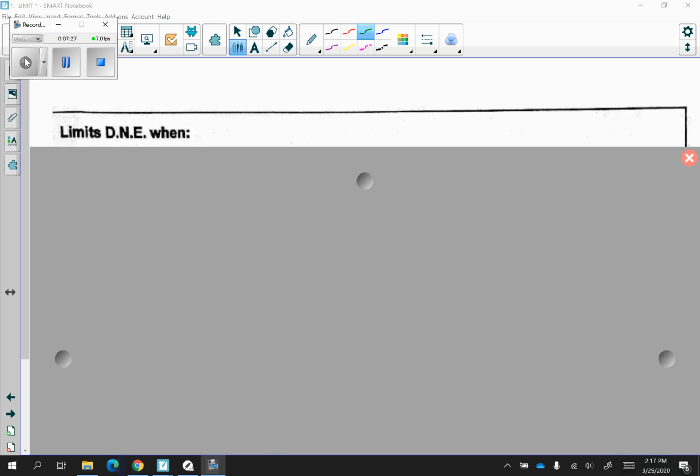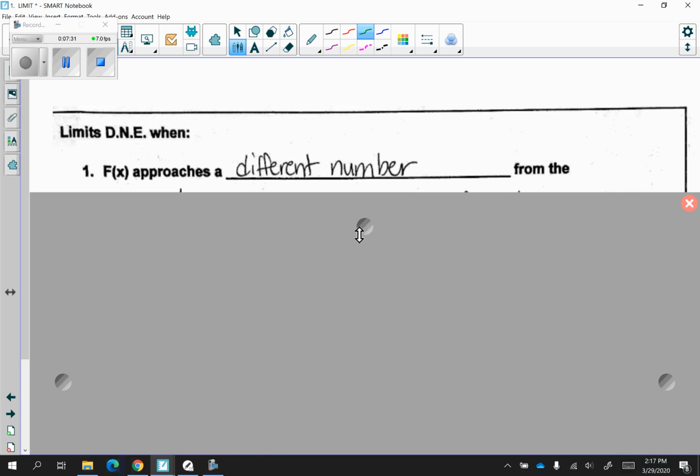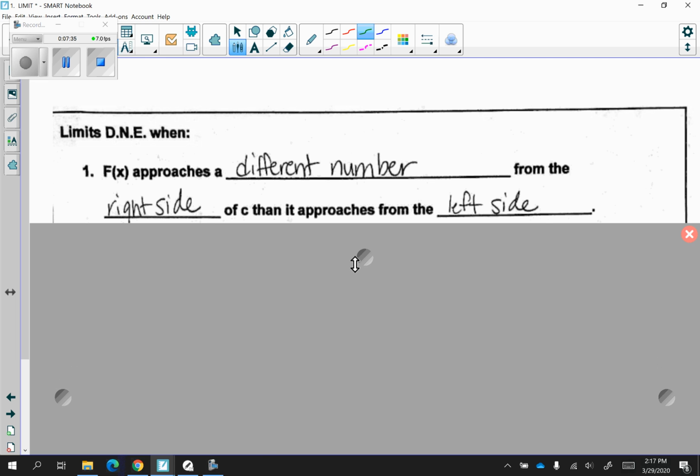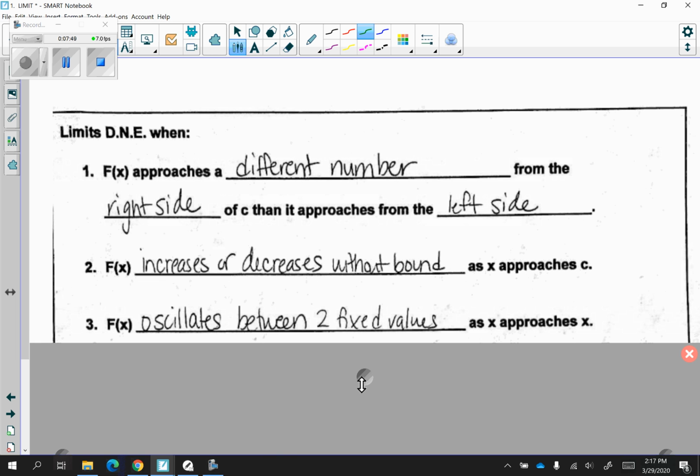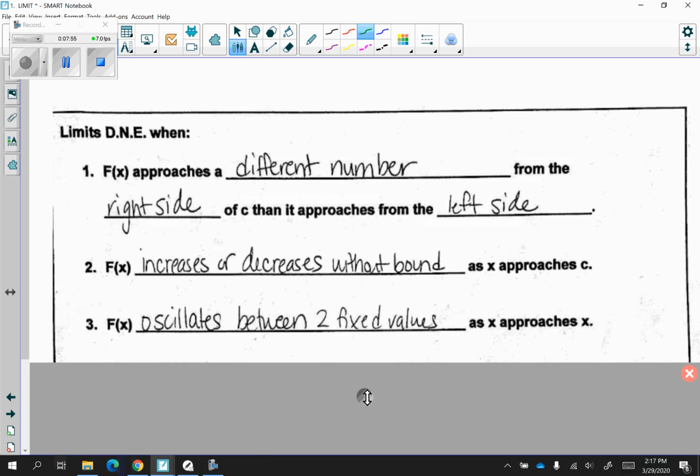Next, we want to summarize when the limit does not exist. So the limit does not exist when f of x approaches a different number from the right side of c than it approaches from the left side. Second, f of x increases or decreases without bound as x approaches c. And the third, f of x oscillates between two fixed values as x approaches c.